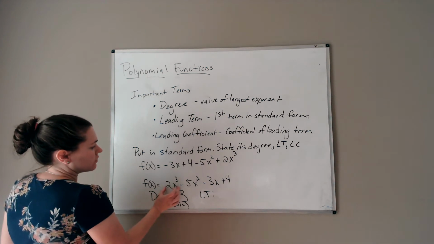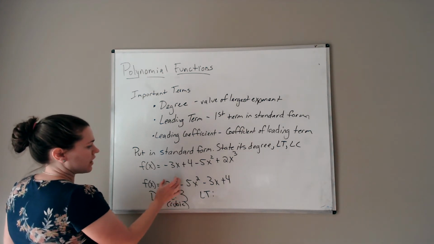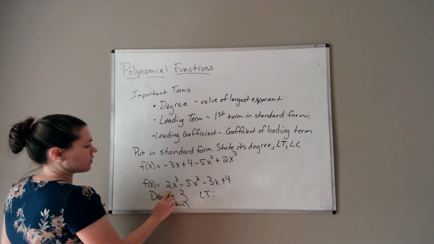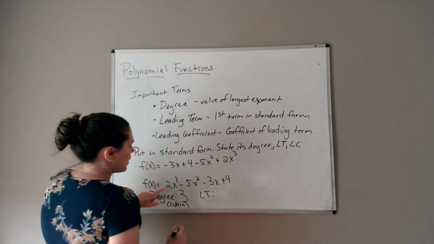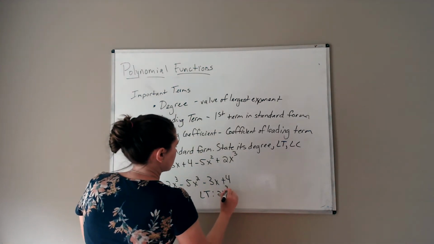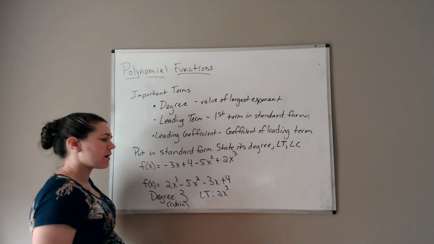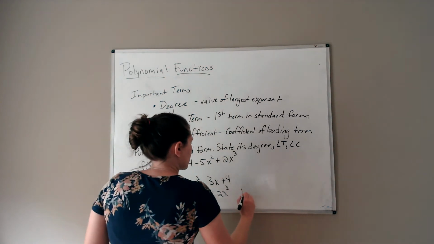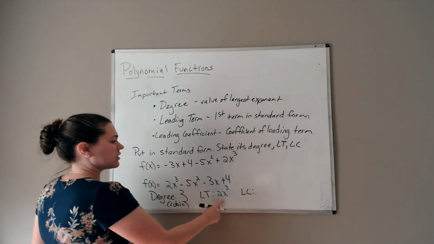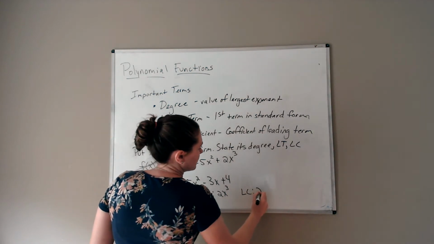So remember what a term is, okay? Classified by terms. It's got a coefficient, variable, raised to a power. So the leading term is the first term when you're in standard form. So the leading term is positive 2x to the third. The leading coefficient is the coefficient on the leading term. What's the coefficient here? 2.